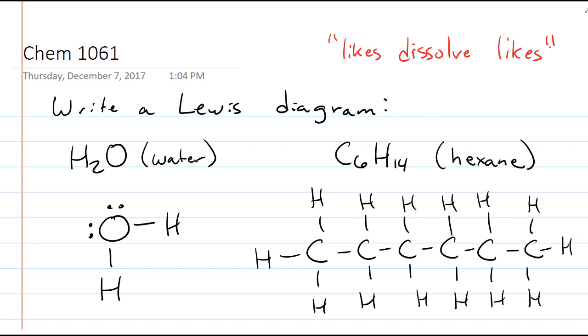Now, how can we look at the hexane and tell that hexane is nonpolar without even calculating electronegativities? There's no way we can split this with a plane and get all the hydrogens on one side and the carbons on the other. So even without looking up electronegativities, you should be able to look at this one and tell that this is a nonpolar molecule.